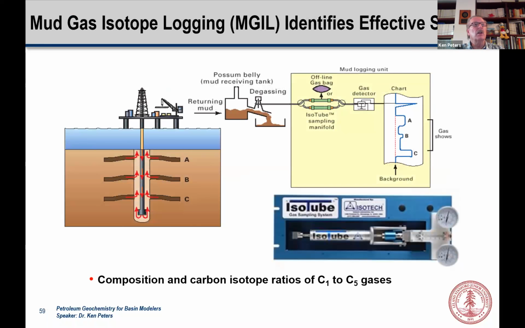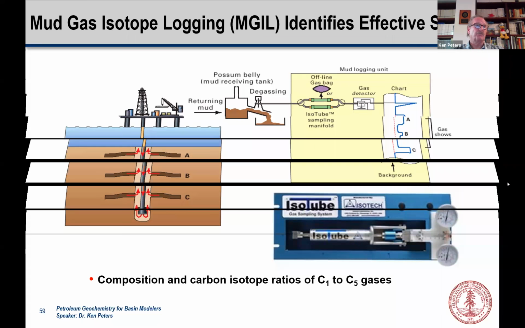I do want to talk a little bit about mud gas isotope logging. This is, I think, a very useful technique. It involves taking samples at the wellhead of cuttings and collecting those in an isotube, and then measuring. You can measure on the GC the gas composition, but you also measure its isotope composition in the lab. So you get the composition of the total gas and the isotope ratio of the gases, at least the C1, 2, and 3.